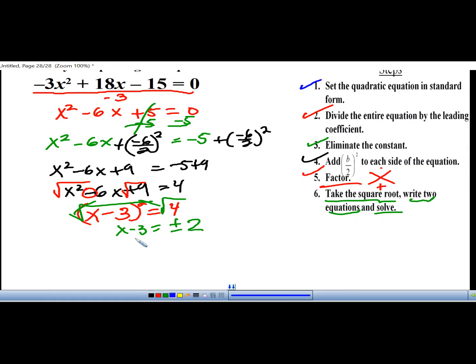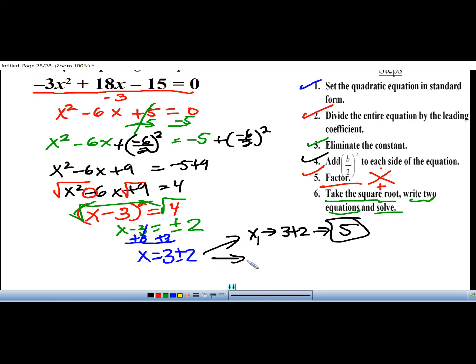Let's solve for x. We add 3 to each side. x equals 3 plus or minus 2. And then we write our 2 equations, x sub 1, which is 3 plus 2, which is 5. And x sub 2 is 3 minus 2, which is 1.